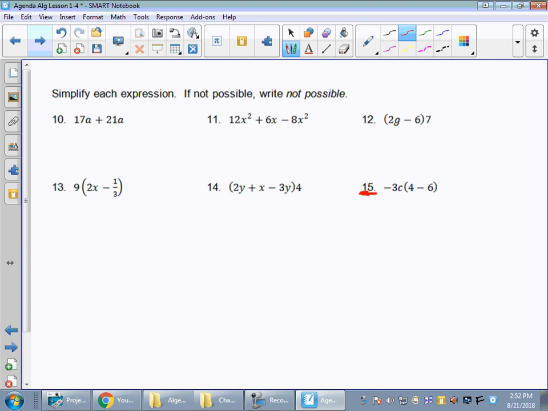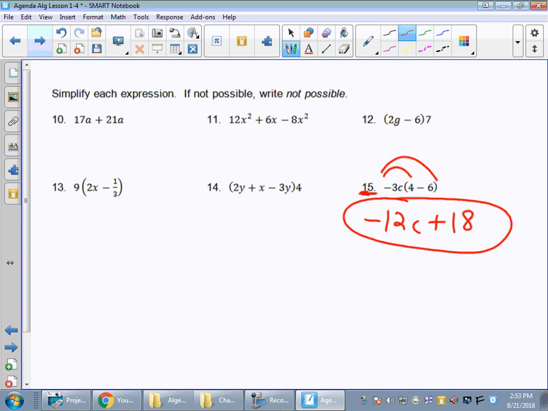We do have parentheses, so we're actually going to go ahead and distribute. So negative 3c times 4 would give us a negative 12c. And then we've got a negative 3 times a negative 6. Well, a negative times a negative is a positive. So negative 12c plus 18. And that would be in simplest form because we have no parentheses and we have no like variables.